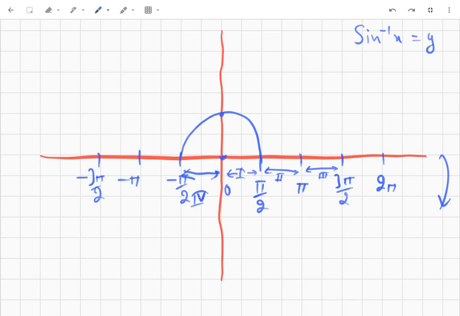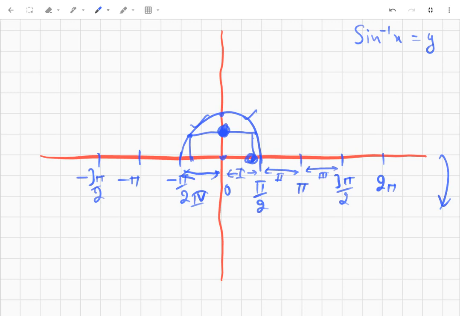Okay, first thing, this function, if I draw the inverse in negative pi by 2 to pi by 2, what happens? I'm getting the same value of y corresponding to this. I'll get this value of y. Similarly, from this side, corresponding to this value of x, I'll get this value of y. This is not a function.